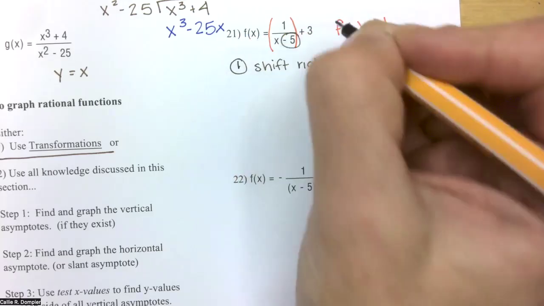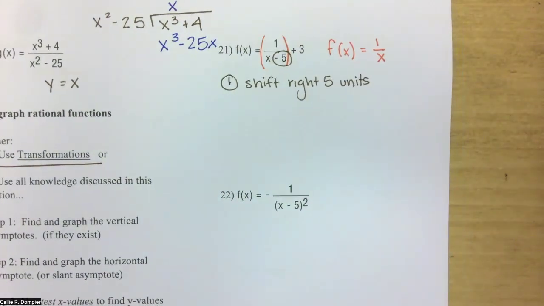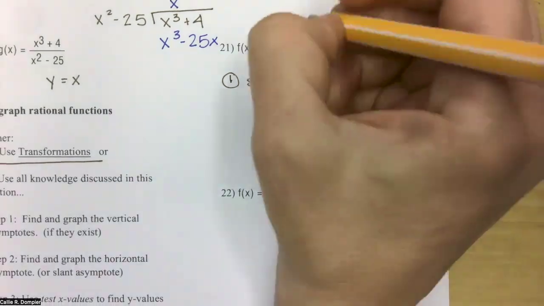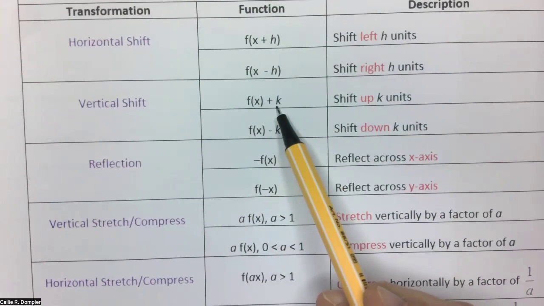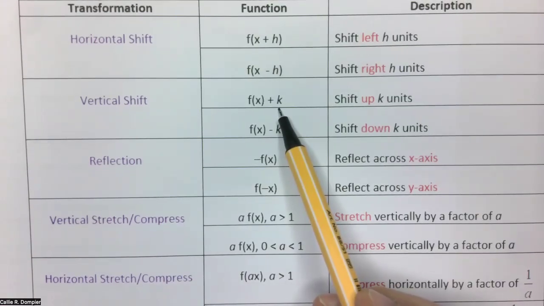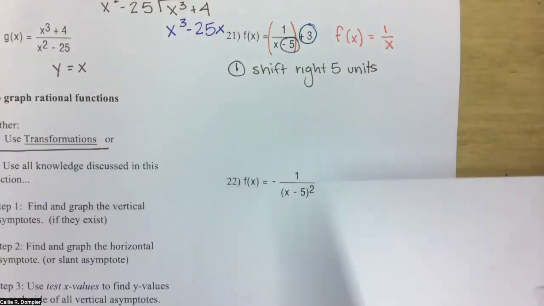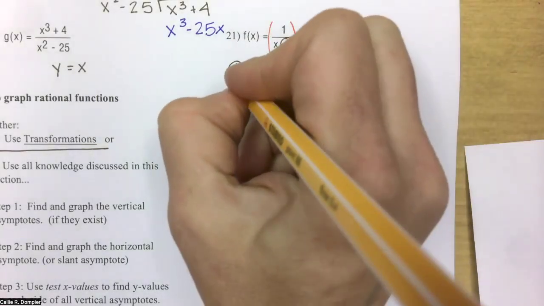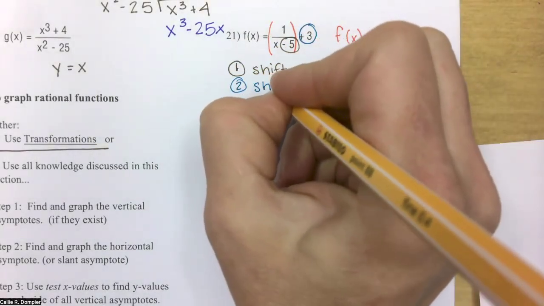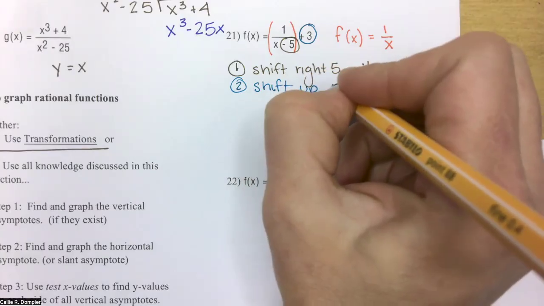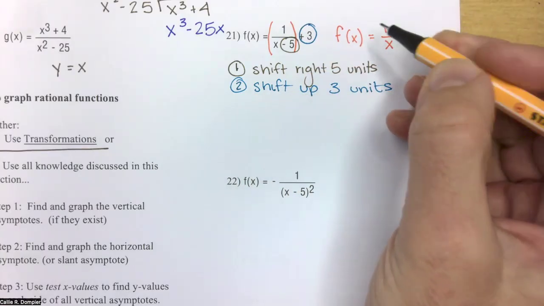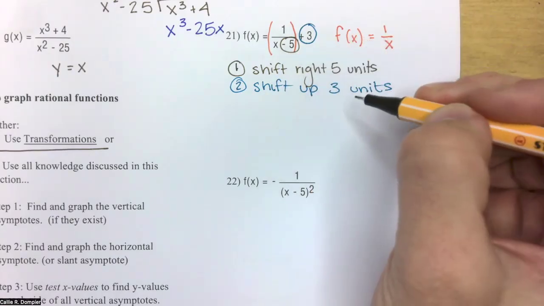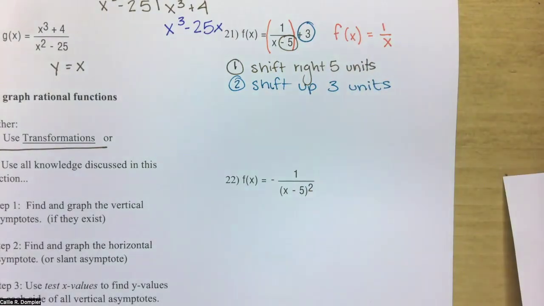So that minus 5. And what does that plus 3 mean? The plus 3 is outside of the x, right? So that's going to vertical shift up 3 units. So we just took 1 over x, we shifted it right 5 units because of the negative 5, and we shifted it up 3 units because of the plus 3.